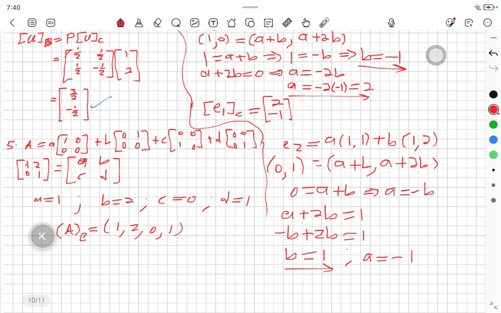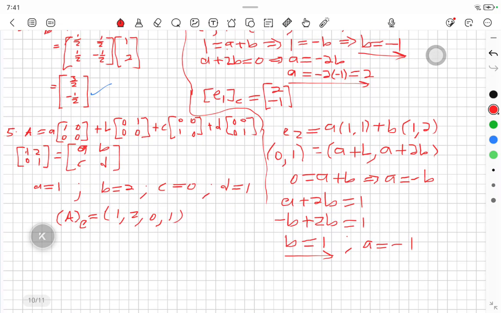Do you agree there? So it means that A2 relative to C will be equal to minus 1, 1. Meaning that we can find our P to be, we put the first vector, which is 2, minus 1, then minus 1, 1. Is it fine? Yeah, it's fine.